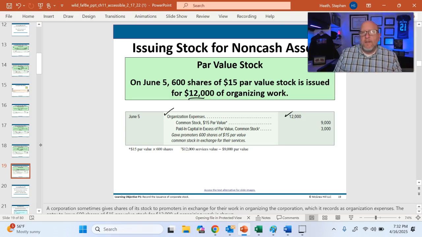And then we issued 600 shares with the $15 par value, 600 times 15 is 9,000. And the difference between the market value of what we received relative to the par value of what we gave is going to be 3,000 in this example. And again, it goes to paid in capital in excess of par value.